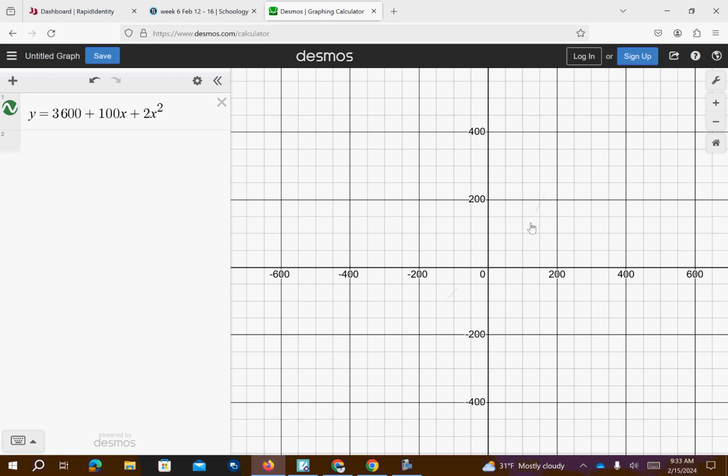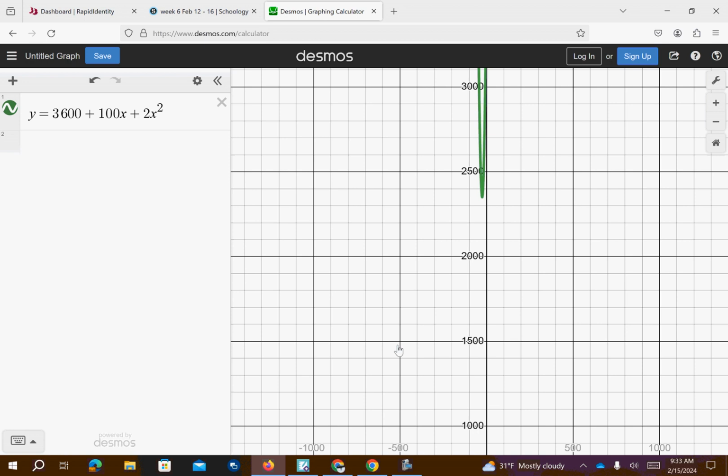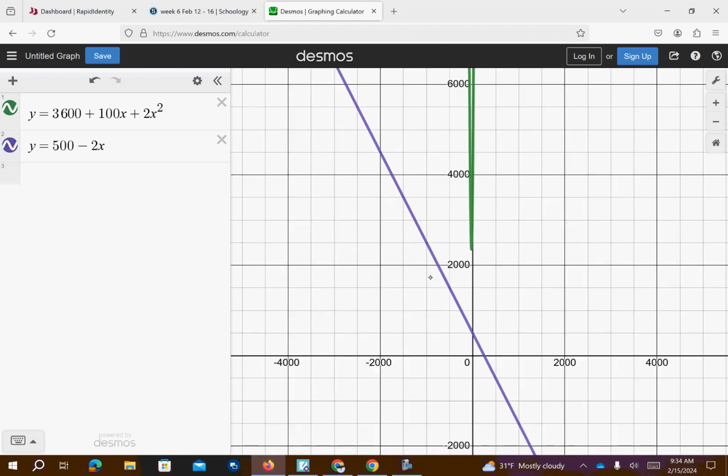So if you go and find this, it should be a parabola way up here. Okay. And then the other one, you have P equals, so that's Y equals 500 minus 2X. Okay. Oh, do I have it right? Yep. Okay, so what do you notice about the graphs? What will they not do? What are they not going to do with each other? Cross.